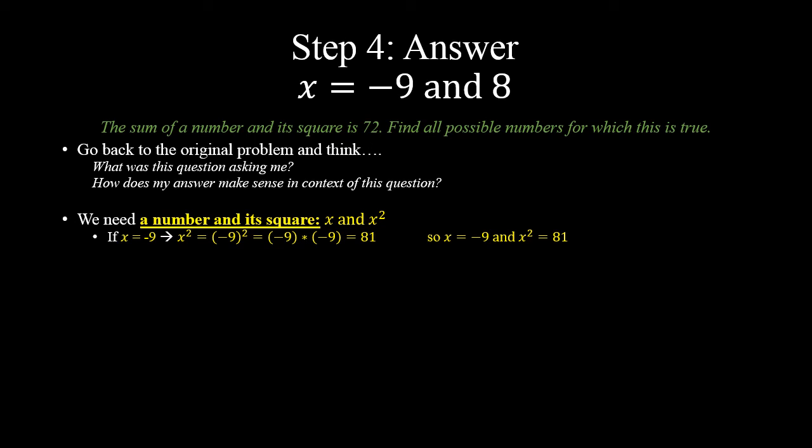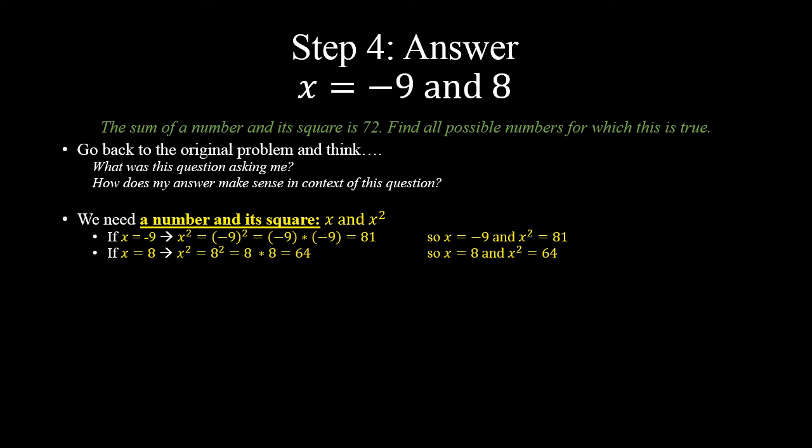And I just want to take one quick moment and note that when you have a negative that you're plugging in for your variable x and then squaring, you want to make sure that you square the entire quantity, negative 9. Okay, that's important. So now we have our first pair of numbers, negative 9 and 81, x and x squared. Let's look at our second number, x equaled 8. If we square it, we get 64.